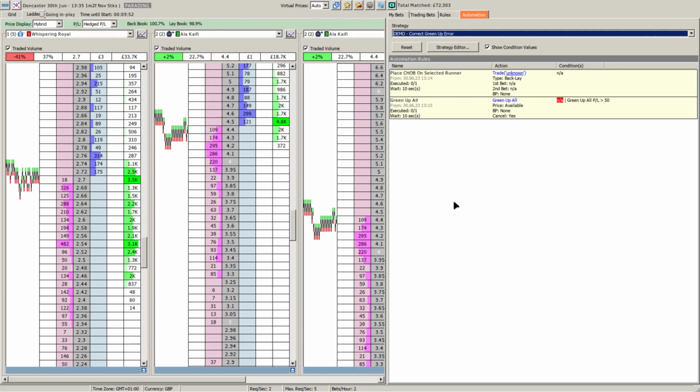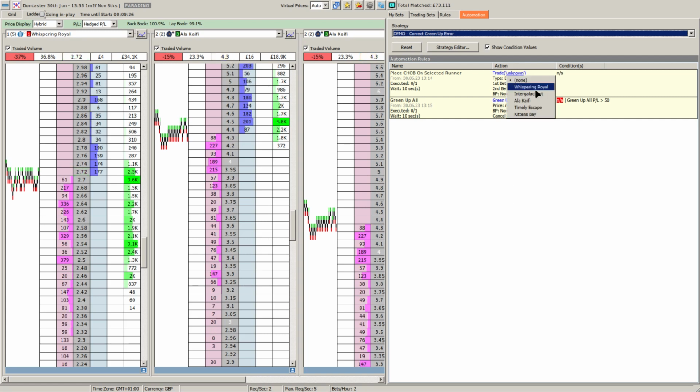Hi there. Before this afternoon's racing, I thought I'd do a quick video on how to correct that error I showed you in a video the other day, where I was trying to combine a CHOB type trade with a variable green up. I've set up a very basic strategy here which does the chobbing part and a green up rule to green up once the trigger point has been reached.